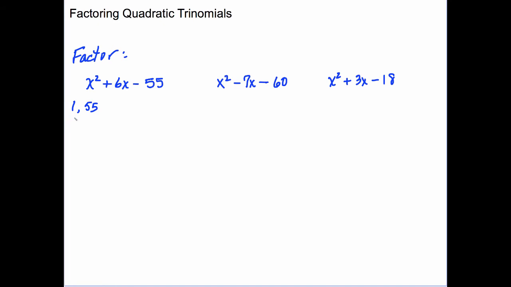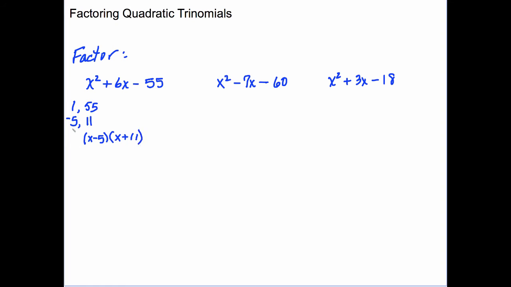2, 3, 4, how about 5 and 11? Okay, now 5 and 11 multiply to 55. Negative 5 and 11 multiply to negative 55, and they also add up to 6. So these are the two factors that we're looking for: x minus 5 times x plus 11.